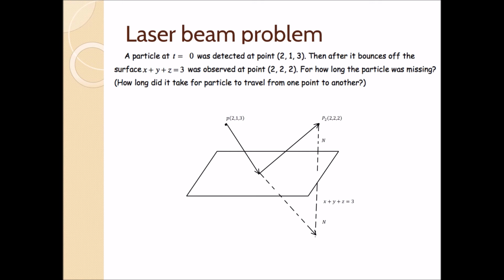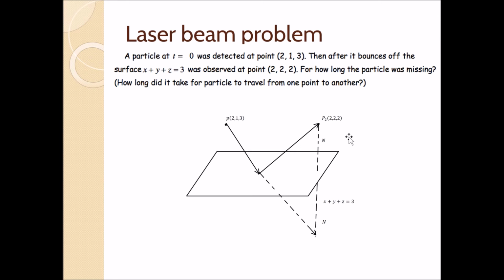So here we have a laser beam problem. A particle at t equals 0 is detected at point (2, 1, 3). Then after it bounces off this plane right here, x plus y plus z equals 3, it's observed at point (2, 2, 2). So how long is the particle missing?